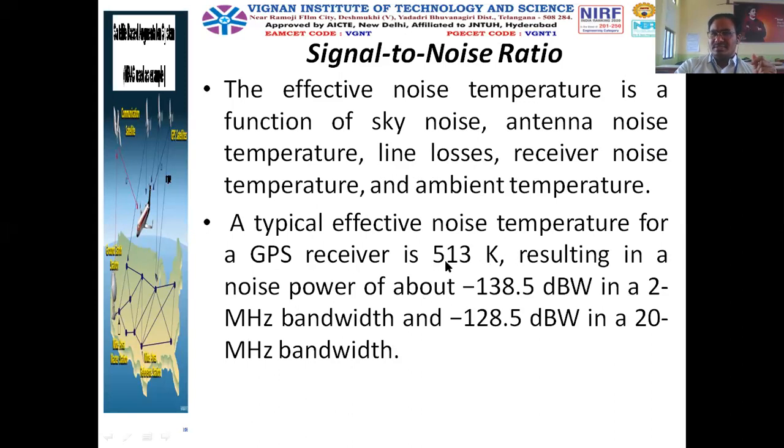So how much is it? It is 513 degrees Kelvin. The effective noise temperature for a GPS receiver is 513 degrees Kelvin. It results in how much noise power? It is around minus 138.5 decibel watts in a 2 megahertz bandwidth and minus 128.5 decibel watts in a 20 megahertz bandwidth. So here you can compare. If bandwidth is more, the noise is less. If bandwidth is less, the noise is more.